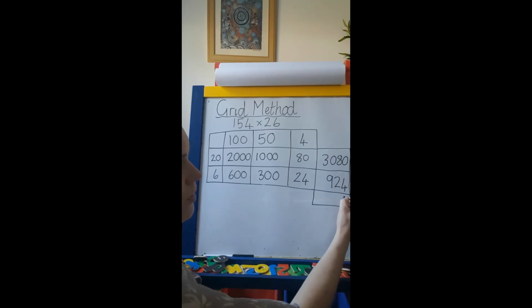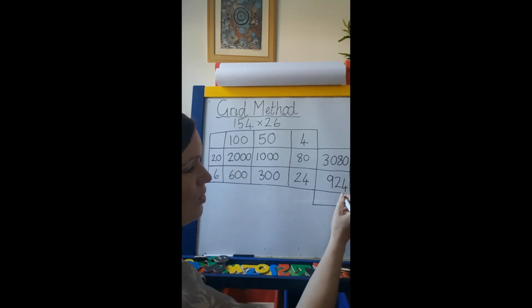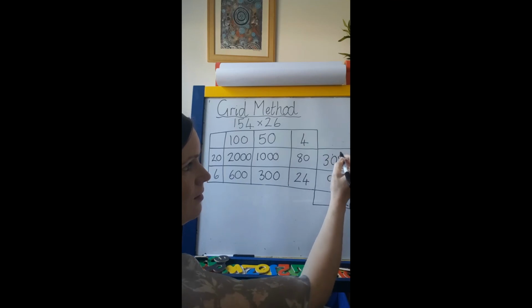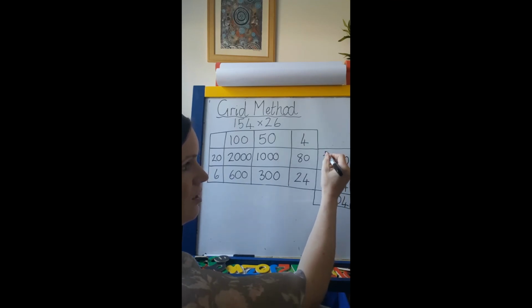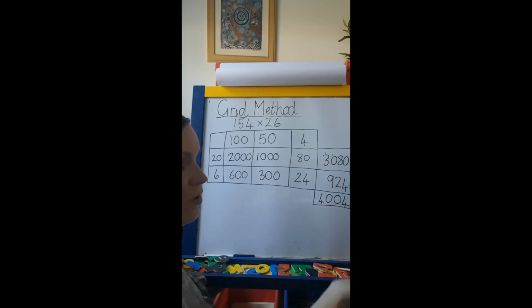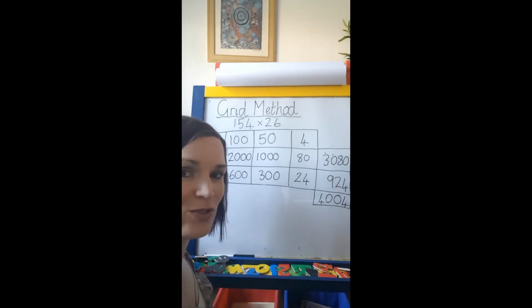0 and 4 is 4, 8 and 2 is 10, 9 and 1 is 10, 3 and 1 is 4. So your answer is 4004.